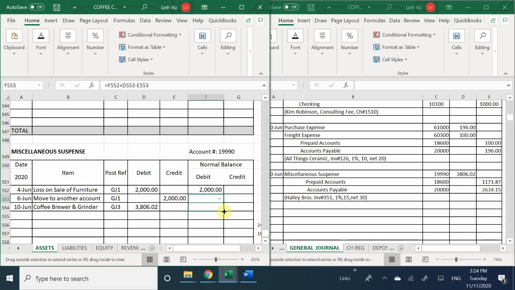Okay, so we're not subtracting. Right now our account is 0. Oh, because we moved that 2,000. Correct. So therefore, yeah, I don't have my formulas in here, that's why. Okay, right. So let's practice that formula one more time. Okay, let's do it.